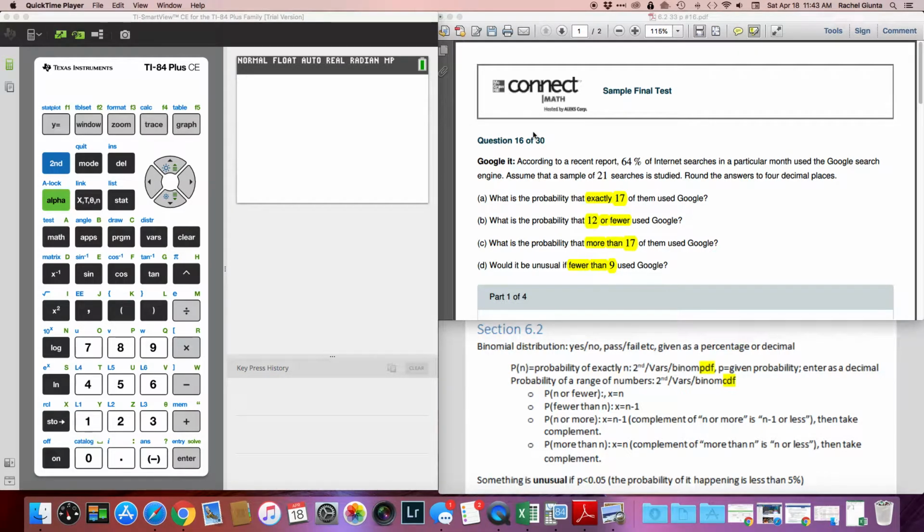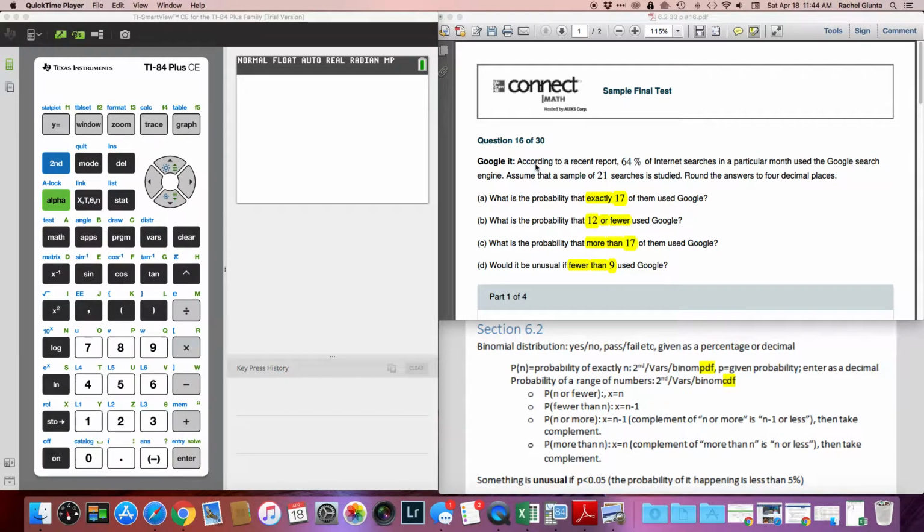Okay, this is question 16 from the sample final, and it's the first question for chapter 6. All the chapter 6 questions in the sample are from section 6.2. And they're all going to use the binomial function on the calculator.